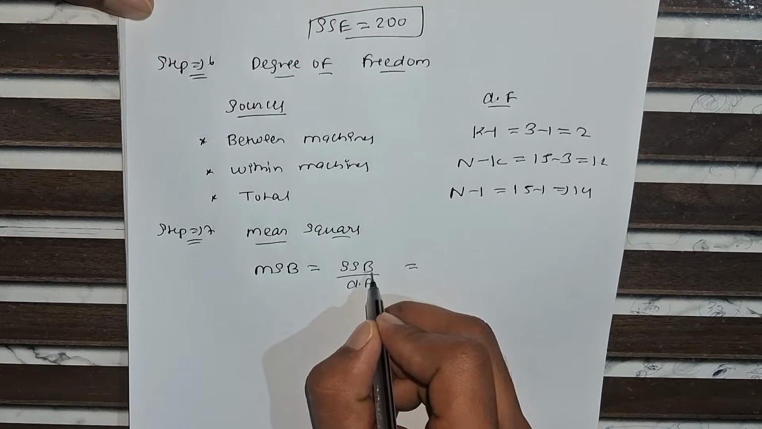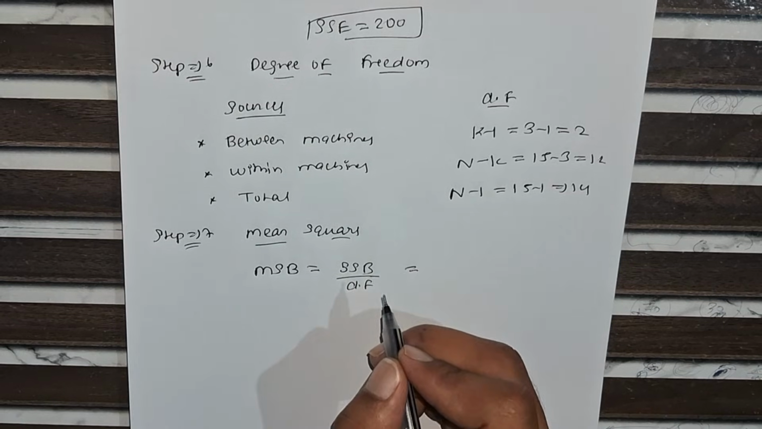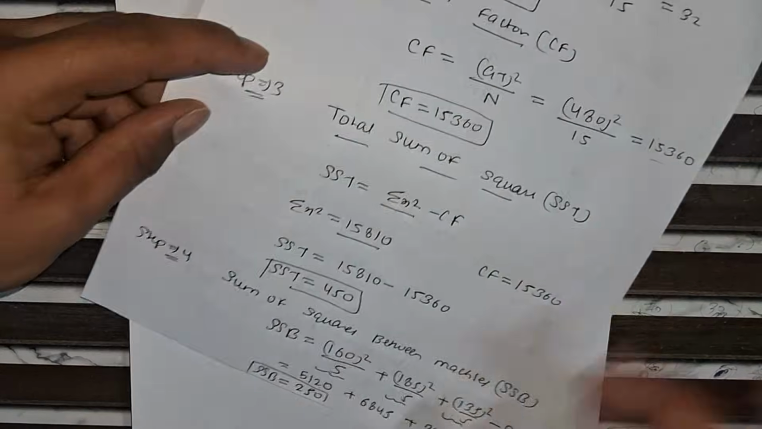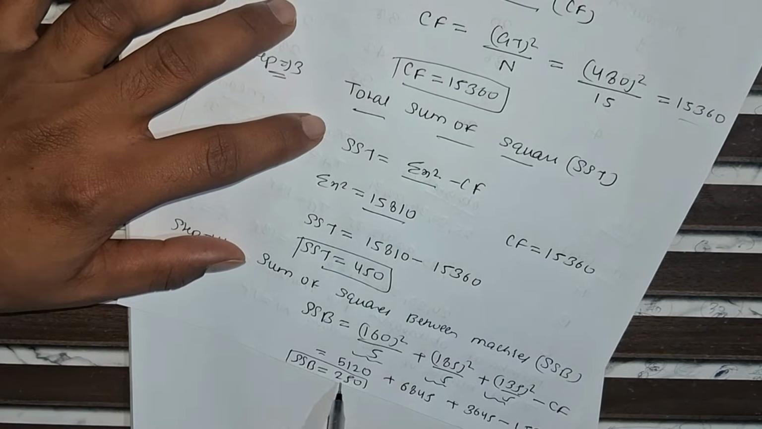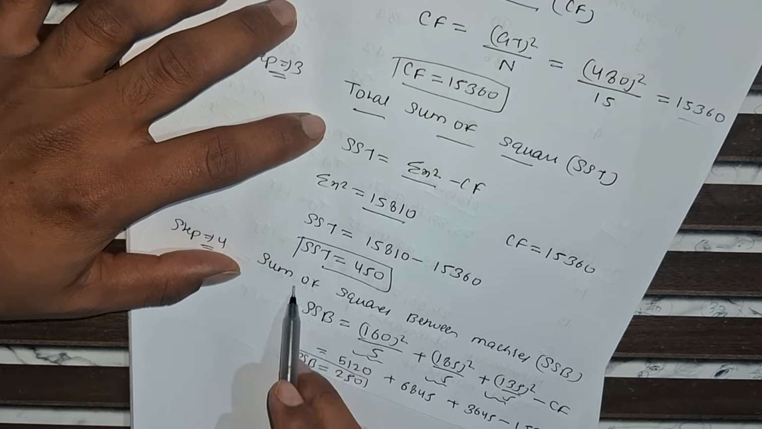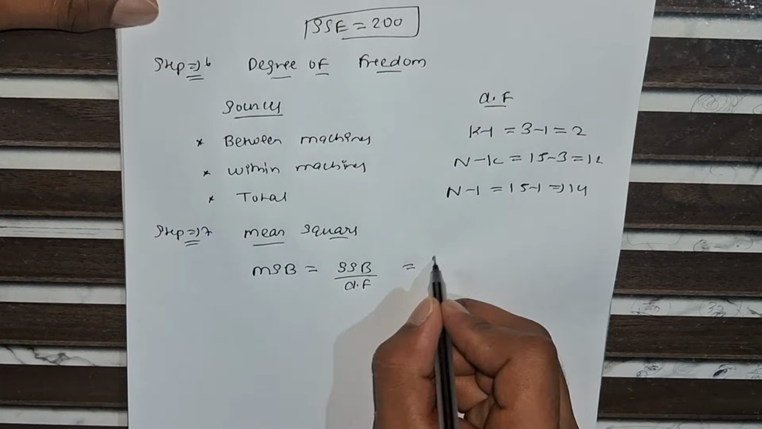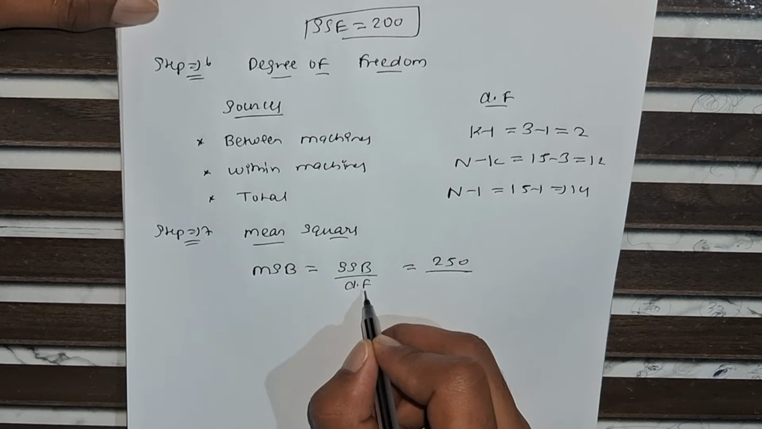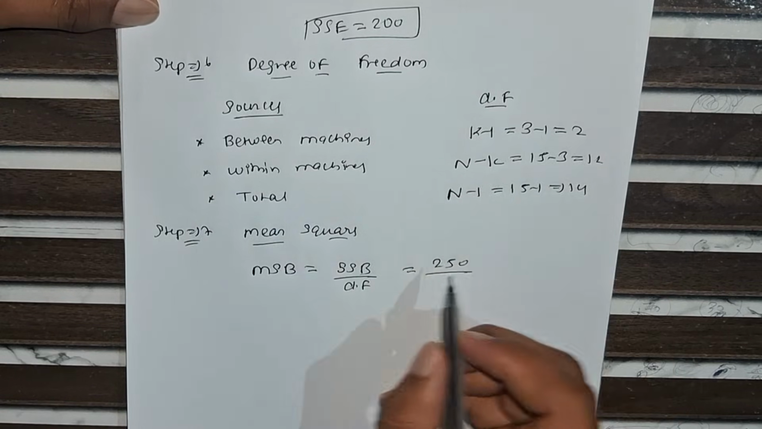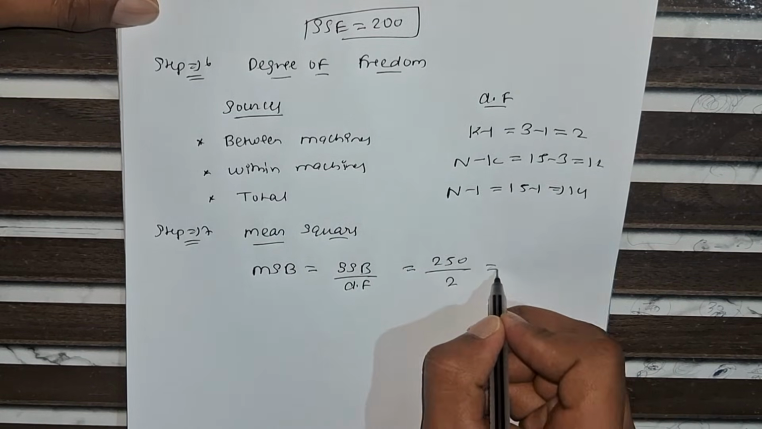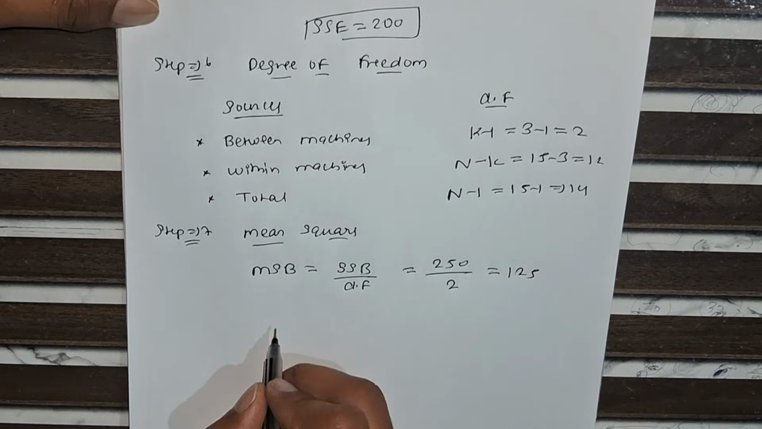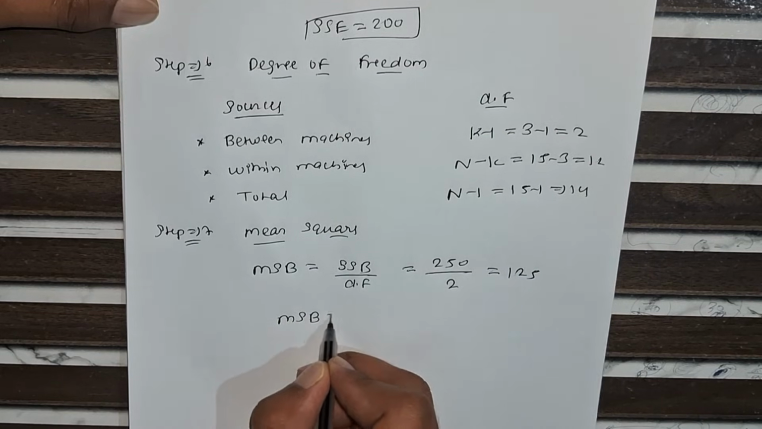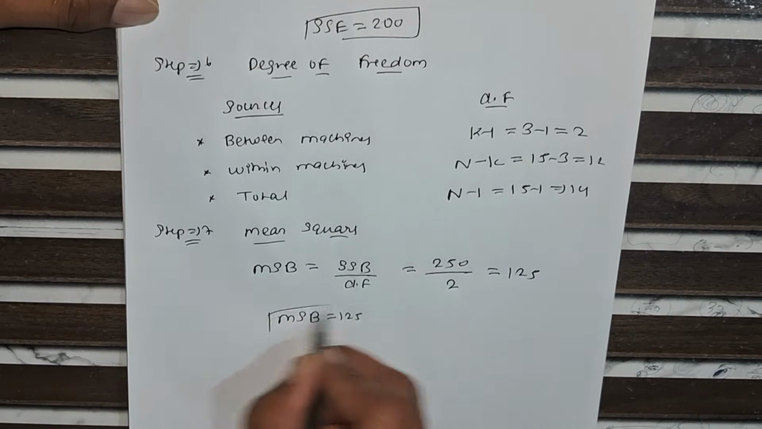So what is the sum of square between the machine? Our SSB value equals 250. This is nothing but sum of square between the machine. 250 divided by degree of freedom between the machine, which equals 2. So divided by 2, then solve it, it becomes 125. So our mean square between the machine equals 125.